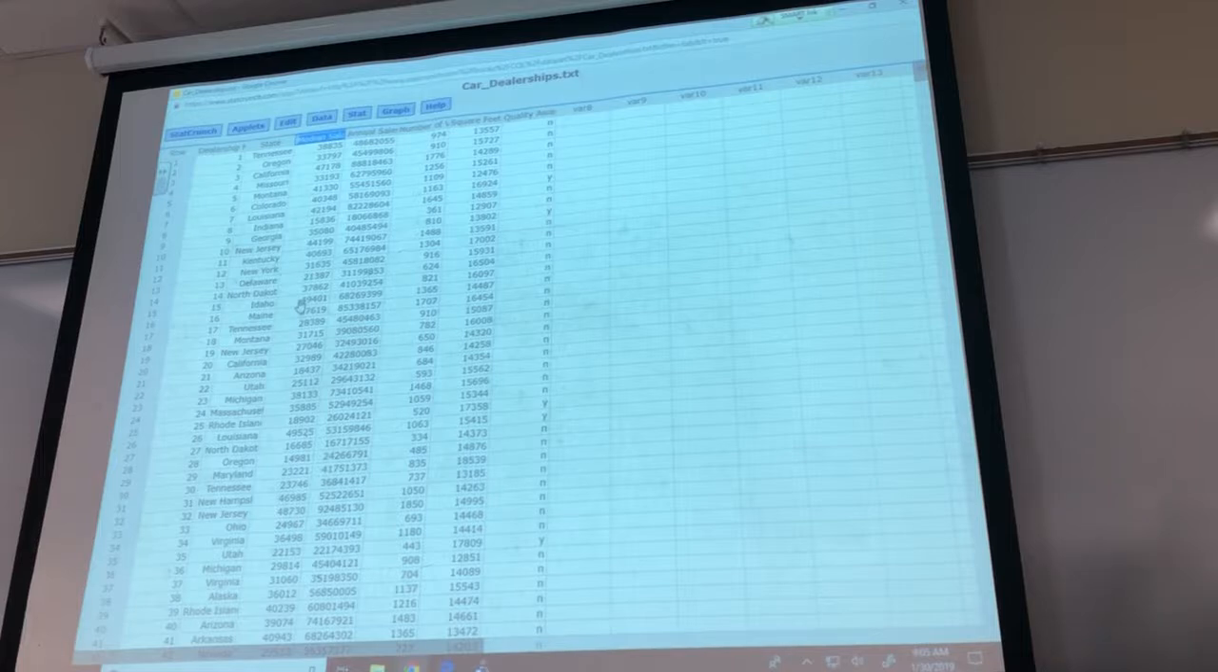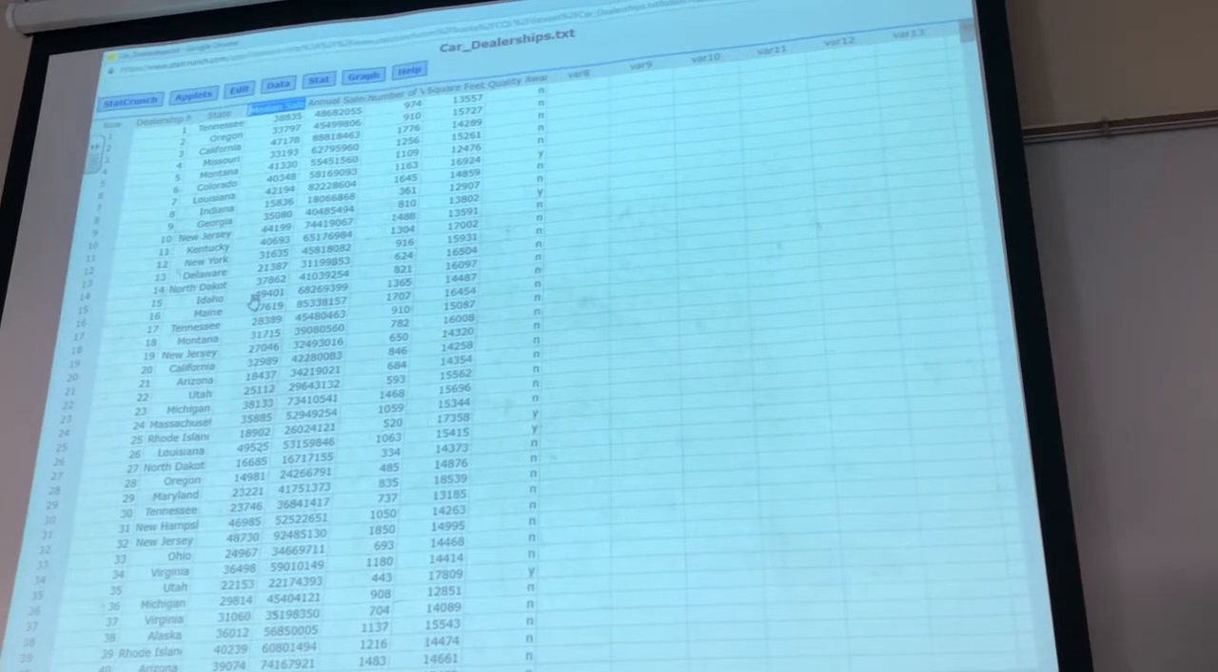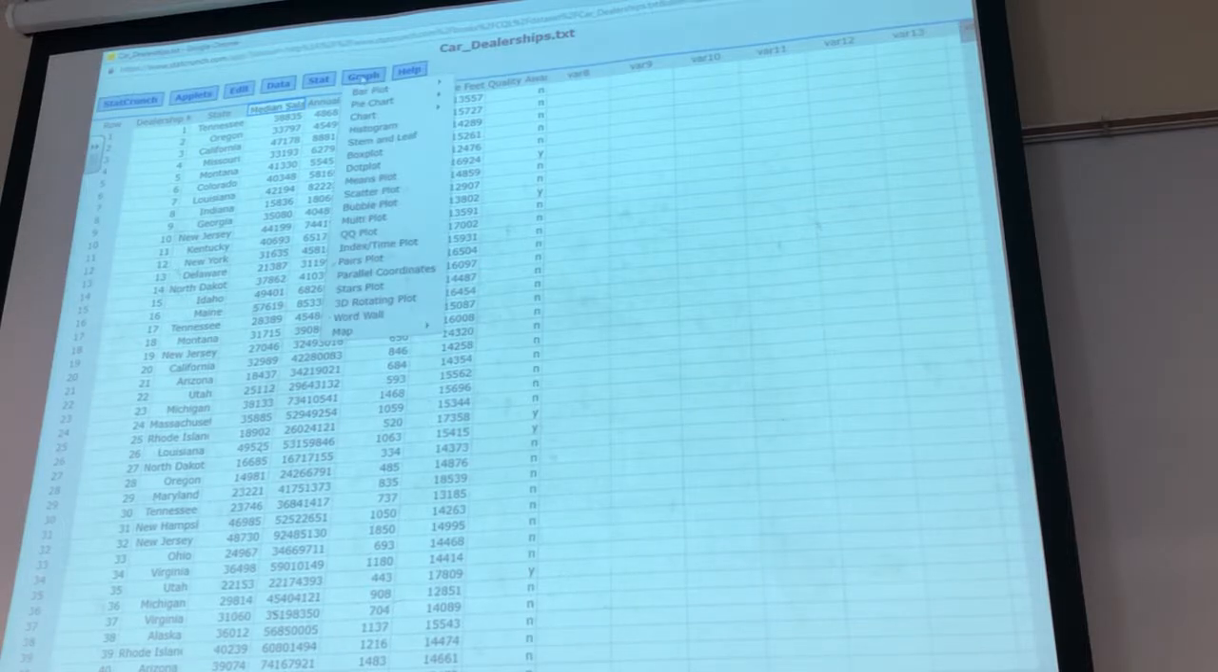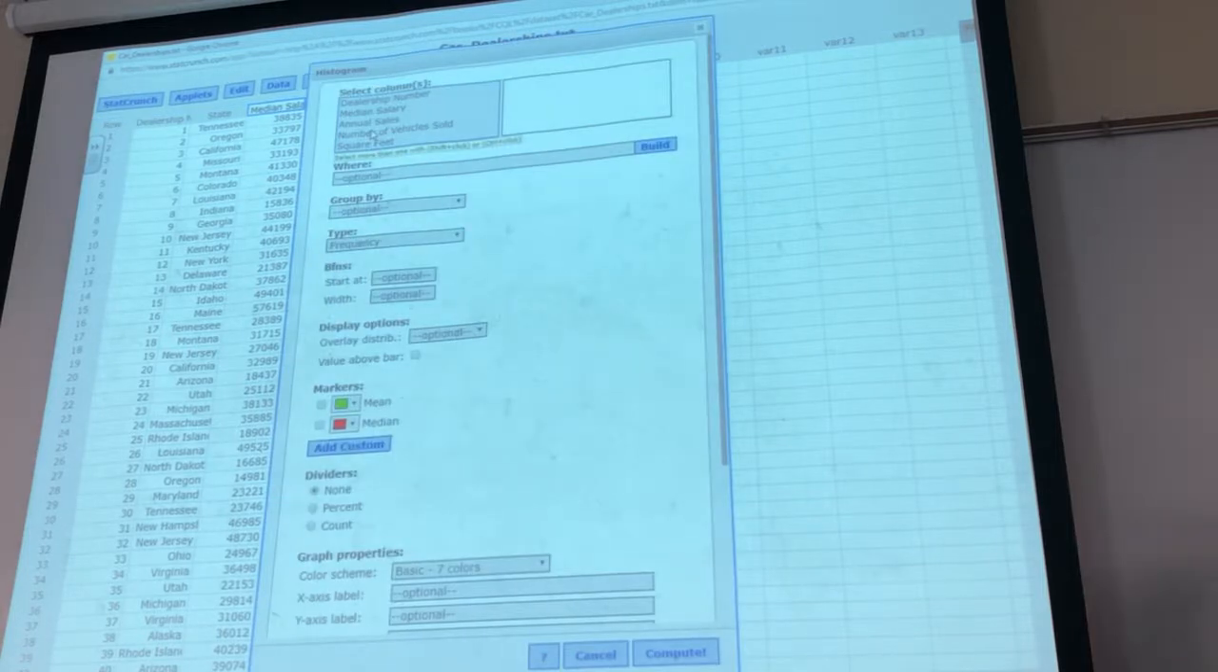Do a histogram. You're going to go up to Graph and then click on Histogram. Graph, histogram. And when you do that, this little window pops up. For your columns, you're going to select median salary.